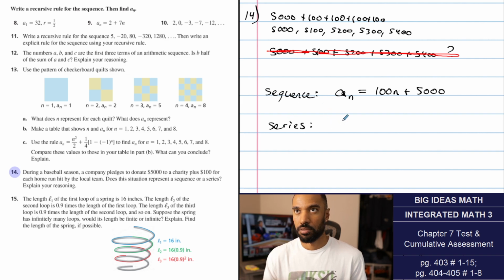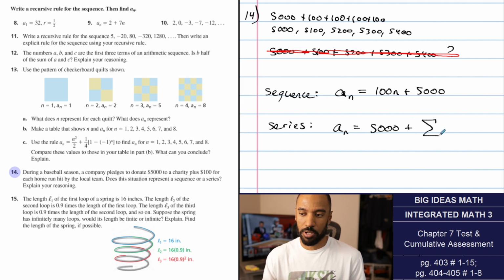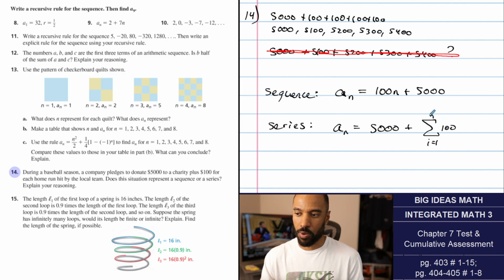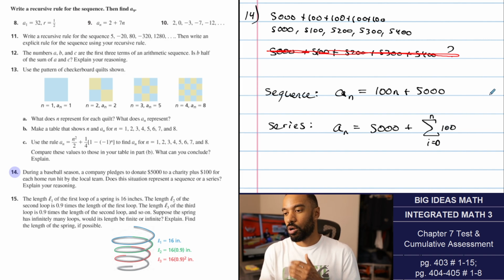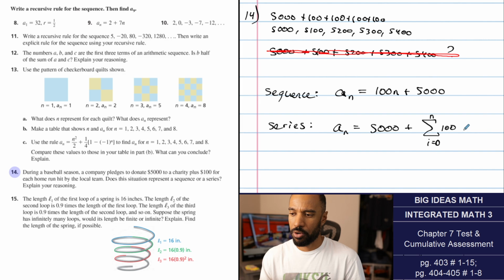have an option of doing it like the initial 5,000 plus, and you can use sigma notation for the series, i equals 1 to n of 100. So you're adding 100 for each of these that this increases by. But i equals 1 needs to, well, i equals 0 to n. How about that? Because you might have 0 home runs hit. So then I guess it would be 100.